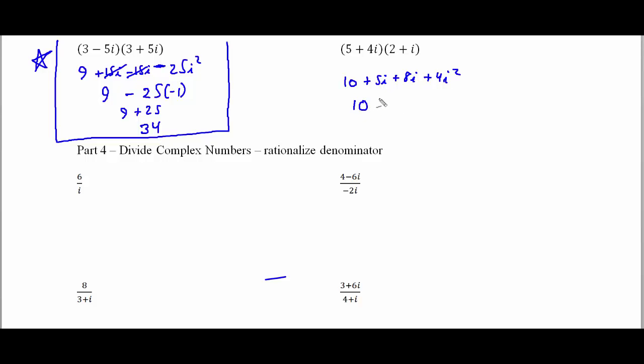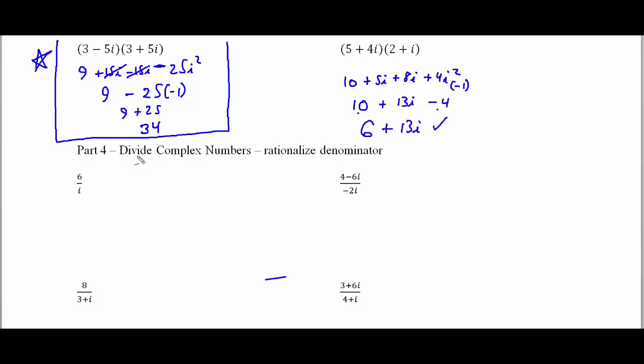Now that 10 is going to stay here. These are going to get added up to 13i, and that 4i squared becomes 4 times negative 1, or minus 4. Now I get to put the 10 and the negative 4 together to make 6 plus 13i, and I'm done with my answer because that is the correct format, 6 plus 13i: rational, irrational, imaginary, in that order. And that looks good to me.